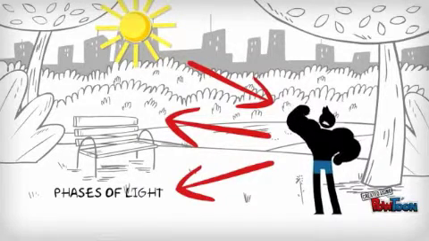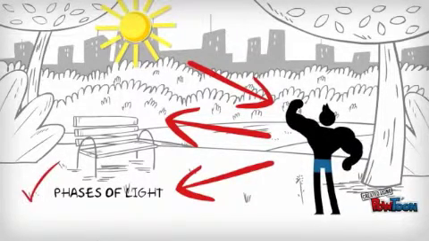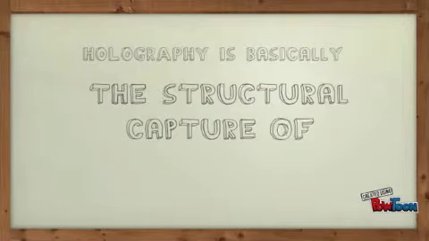An interference pattern is used to capture this phase and create a hologram. So a hologram is basically the structural capture of light waves.